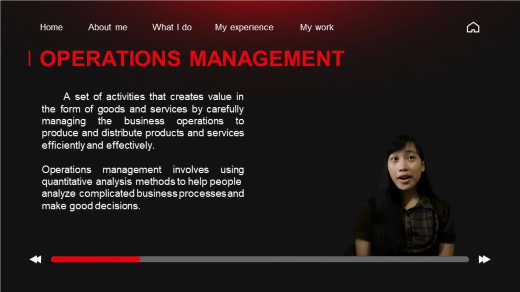It is a costly part of an organization, since a large percentage of the revenue of most firms is spent in the operations management function. Operations management involves using quantitative analysis methods to help people analyze complicated business processes and make good decisions. These techniques are useful for understanding business complexity and uncertainty.